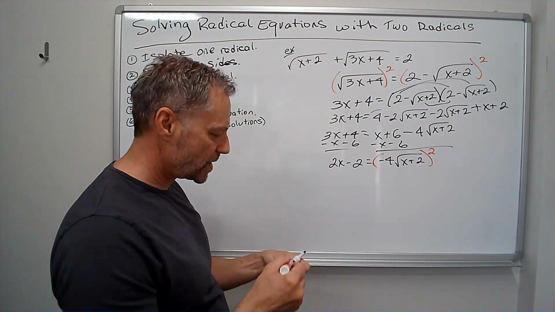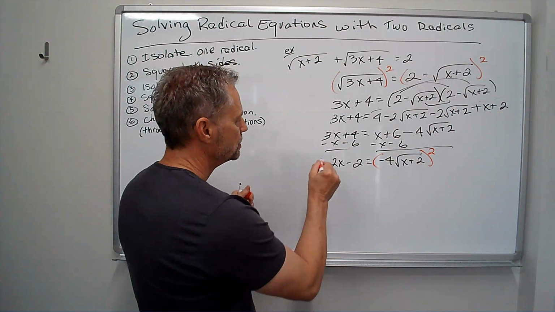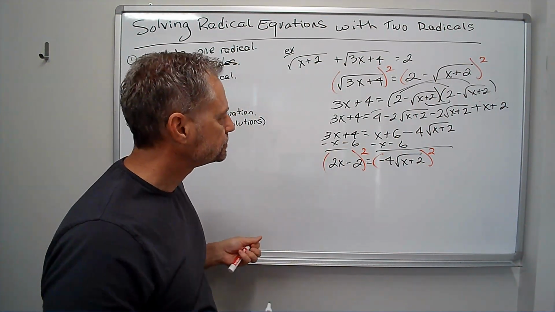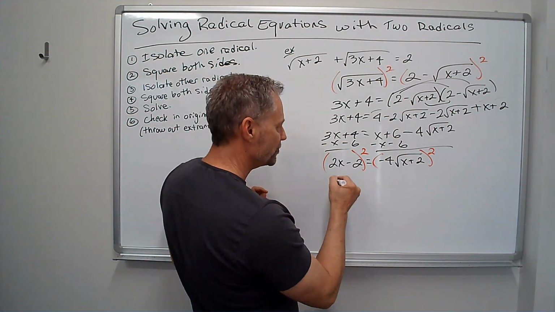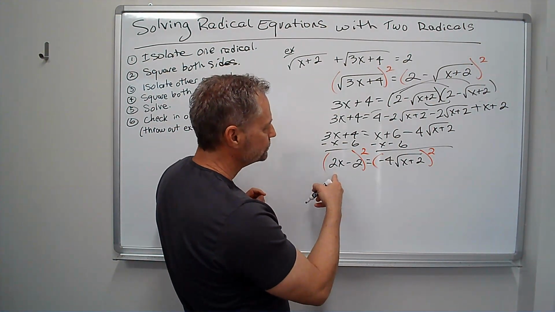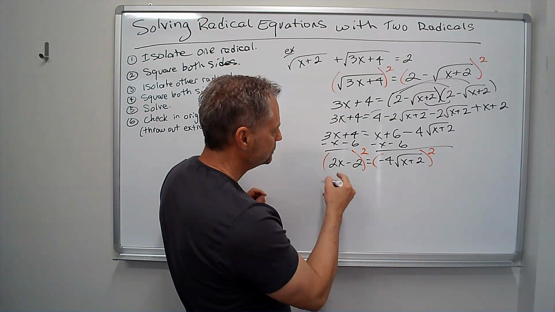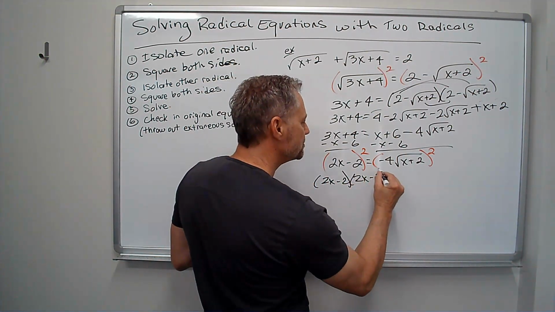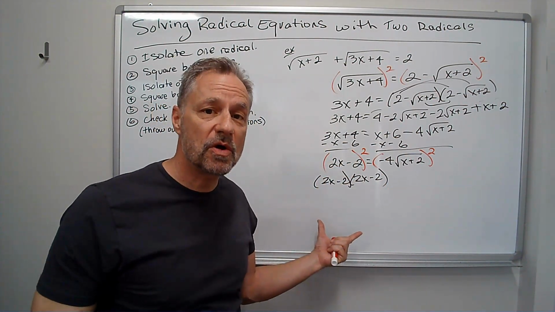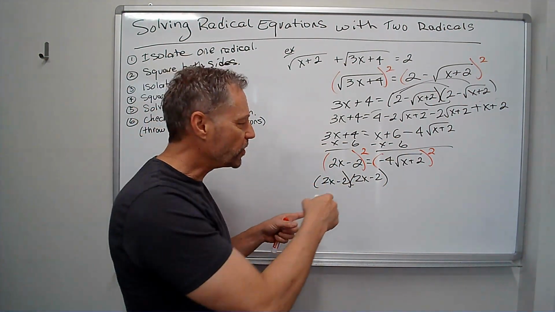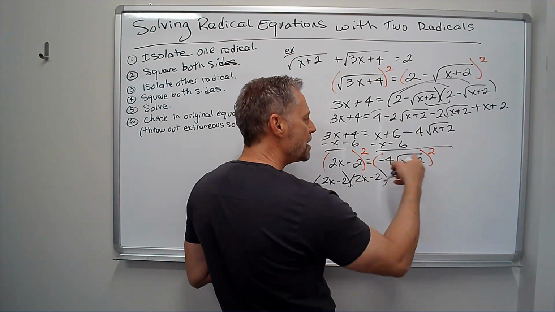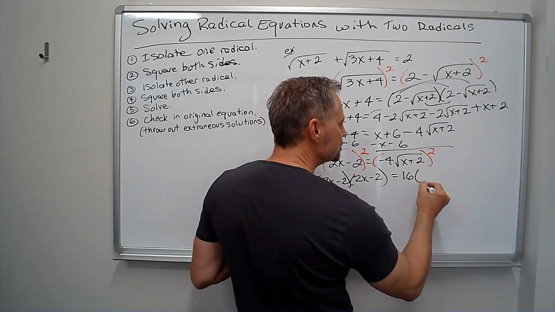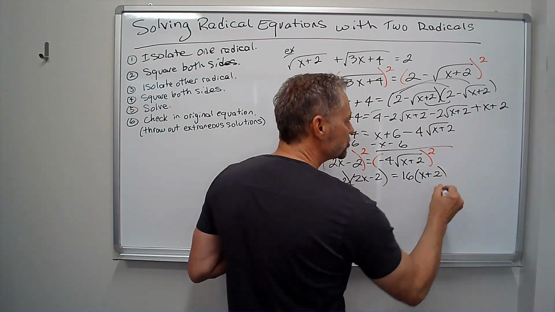So now I square both sides. So this side, (2x minus 2 times 2x minus 2). Hopefully you know how to FOIL that out. I'm going to FOIL that. I'll just put what it comes down to. But this, I square the negative 4, I get 16. I square the x plus 2 square root, I just get x plus 2 without the square root.